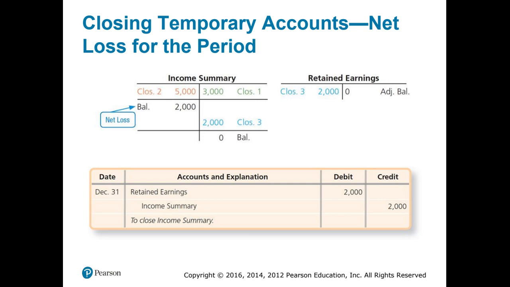Well, this 2,000 had to go somewhere, so we took the 2,000 from our income summary as a credit, and we debited our retained earnings account. So now retained earnings, we have a debit of $2,000. So our journal entry, we're going to debit retained earnings for $2,000, credit our income summary for $2,000, and this is to close our income summary.